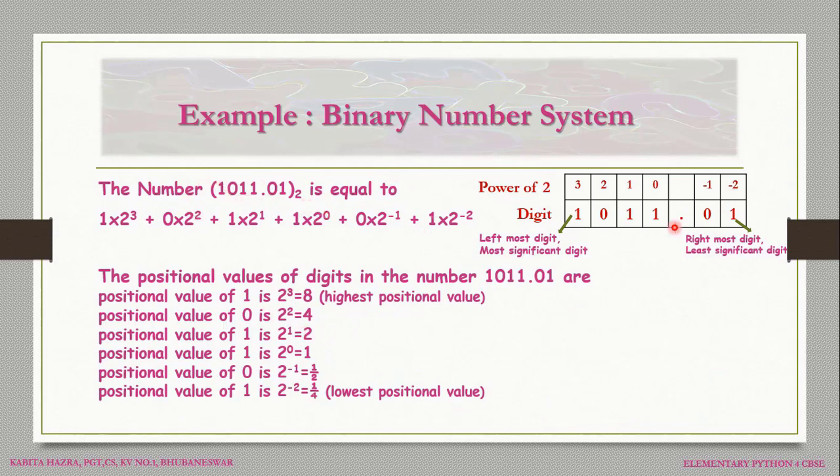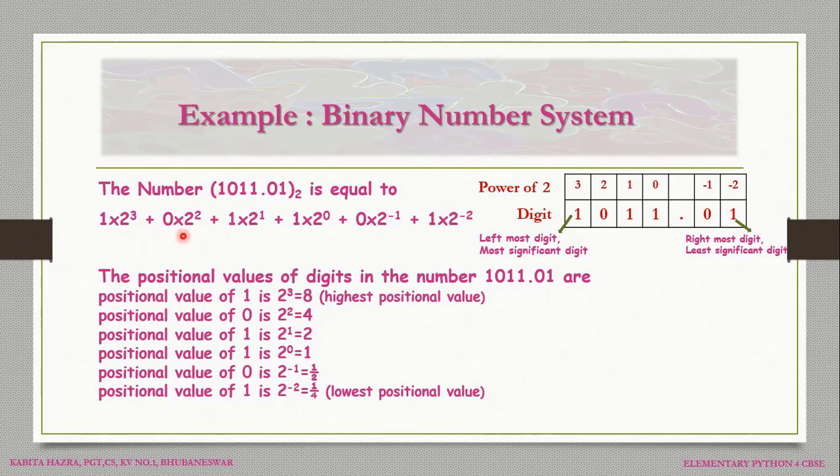So let us consider a binary number, say 1011.01. The digit which is to the left of the decimal point, that is 1, will have a positional value 2 power 0. The second one will have positional value 2 power 1. The third one will have 2 power 2, and the fourth one will have the positional value 2 power 3. Now the leftmost digit will have the highest positional value, and it's called the most significant digit, and the rightmost digit will have the least positional value, and is called the least significant digit or least significant bit.